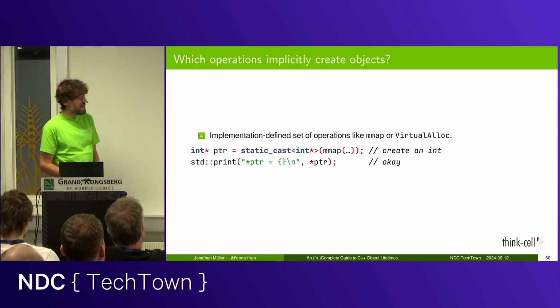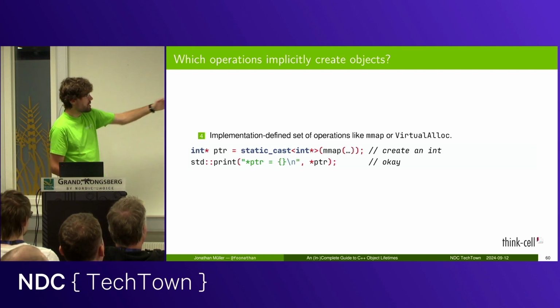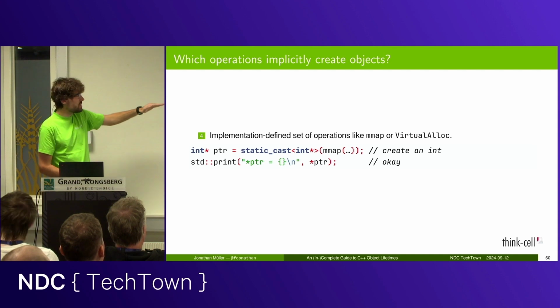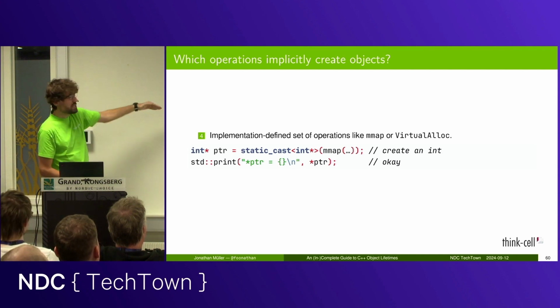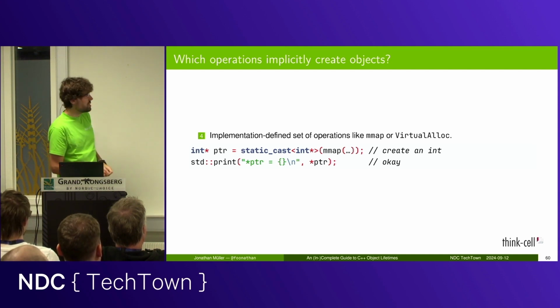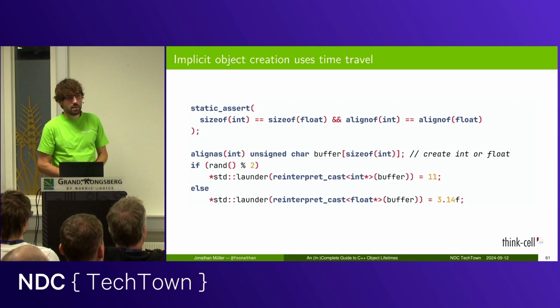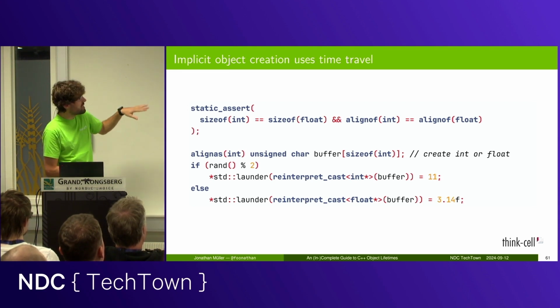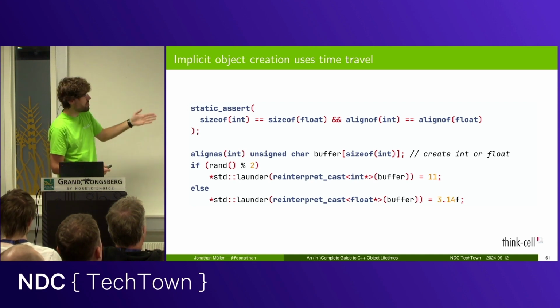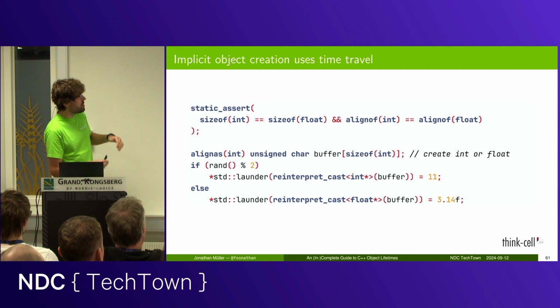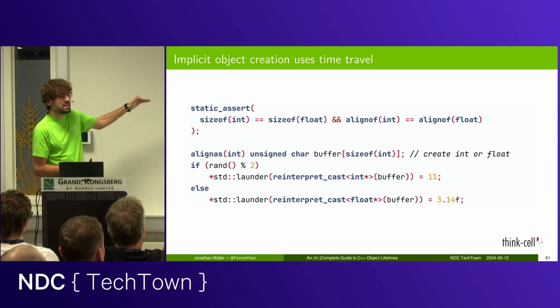Now, how does the compiler actually know to create an object, right? At the time we're doing the mmap, it doesn't know that we need an object. We could call placement new on the second line, and then we don't need the implicit object creation. So what the compiler is actually doing is using time travel. Here we've got a buffer, and then we roll a dice. And again, the launder is unnecessary. But if the dice roll is even, we require an int, and if the dice roll is odd, we require a float. So how this is specified is that the first line doesn't do anything.